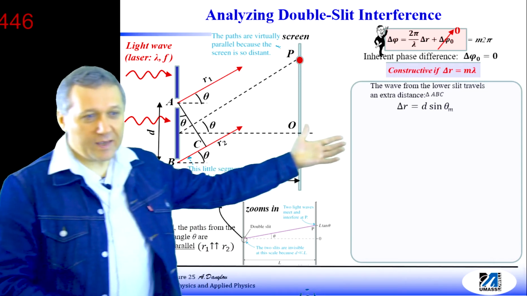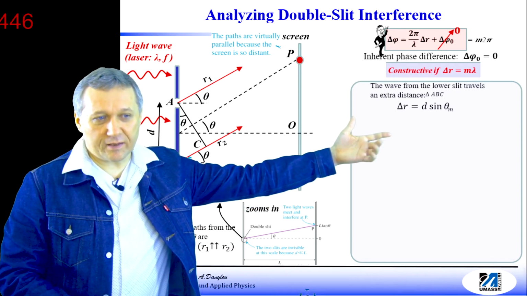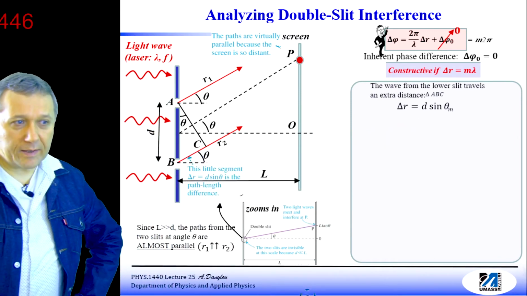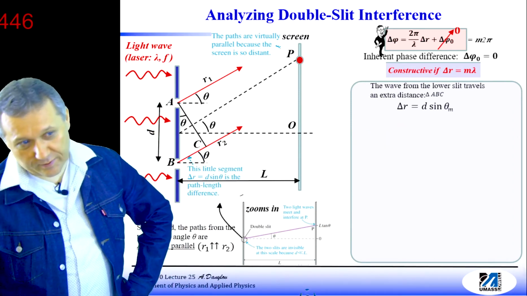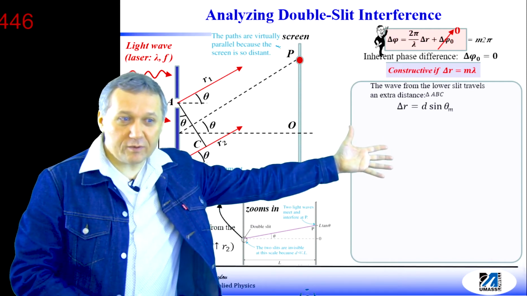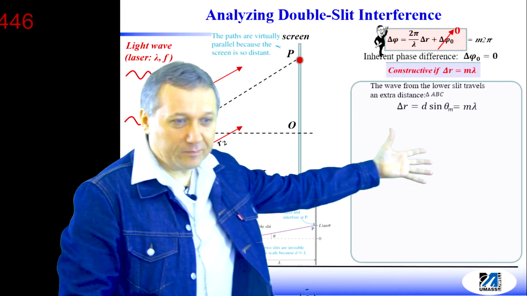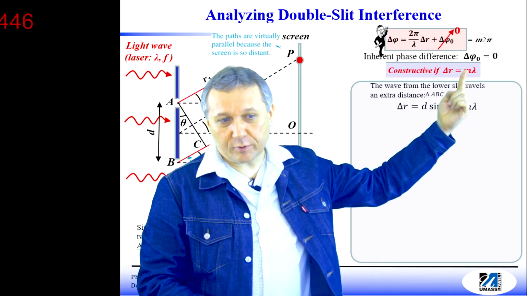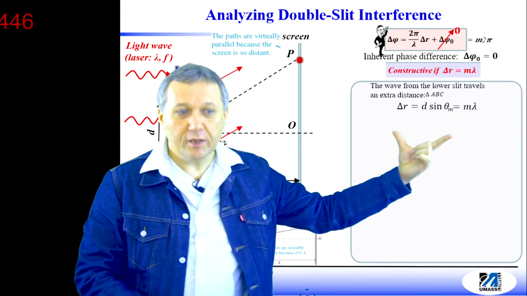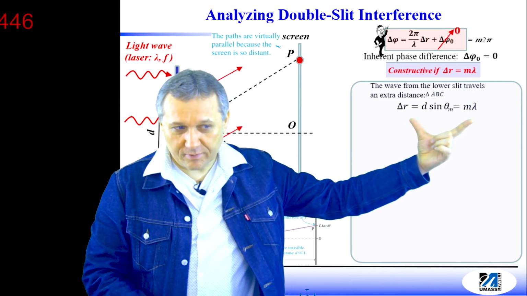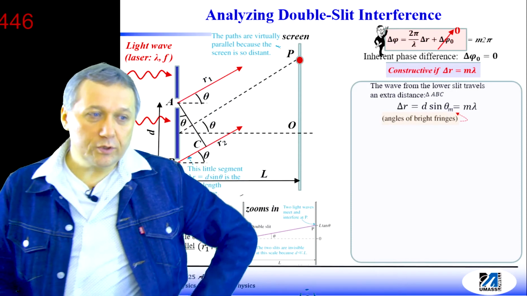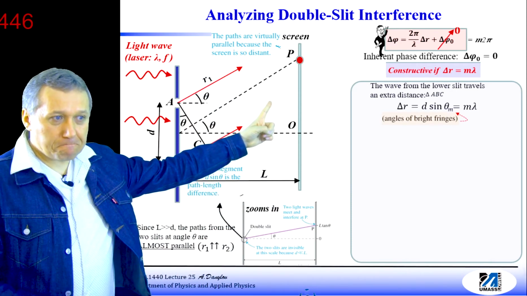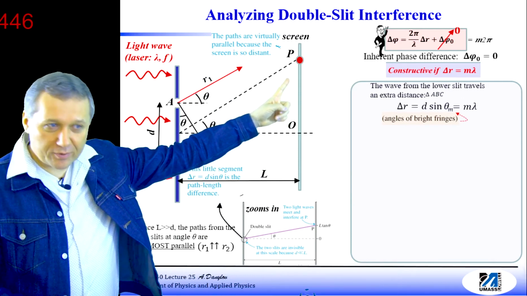So from that triangle ABC, we can write that delta R equals the hypotenuse times the sine of the angle opposite to the side, which is delta R. Okay, so that's what we need. So delta R equals d sine theta, and it must be equal to m lambda. That's the constructive interference condition that we can use in order to have a bright spot at point P.